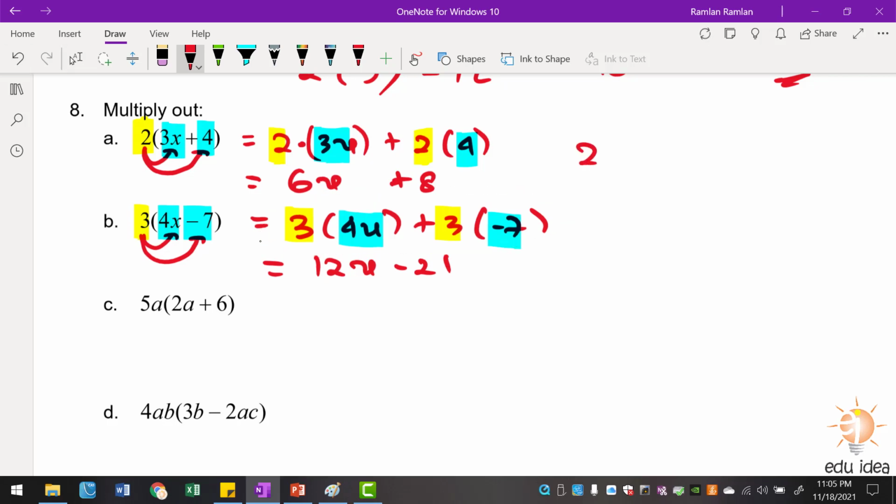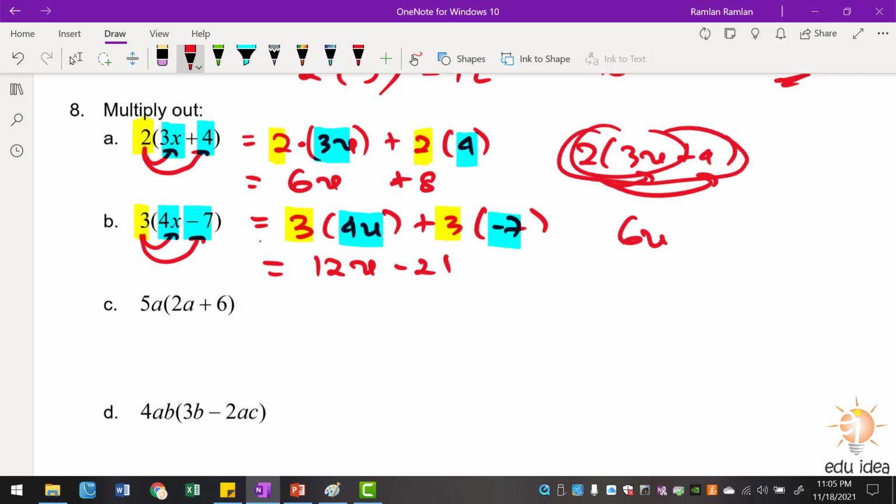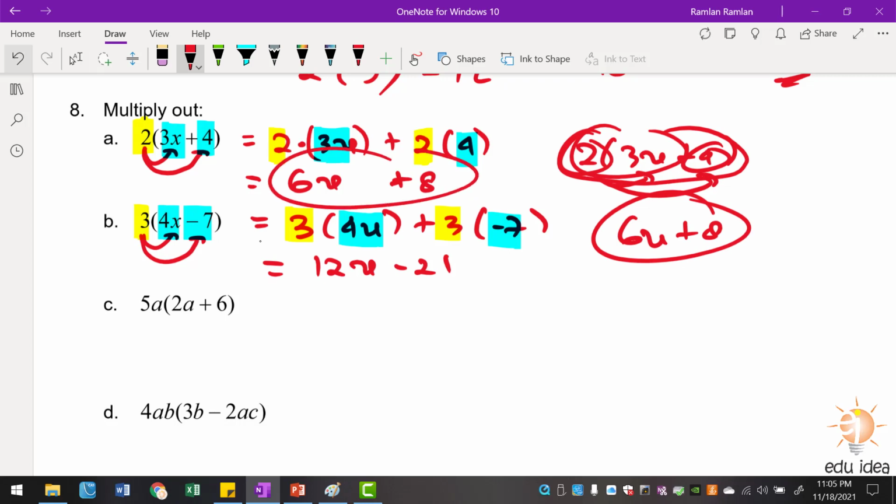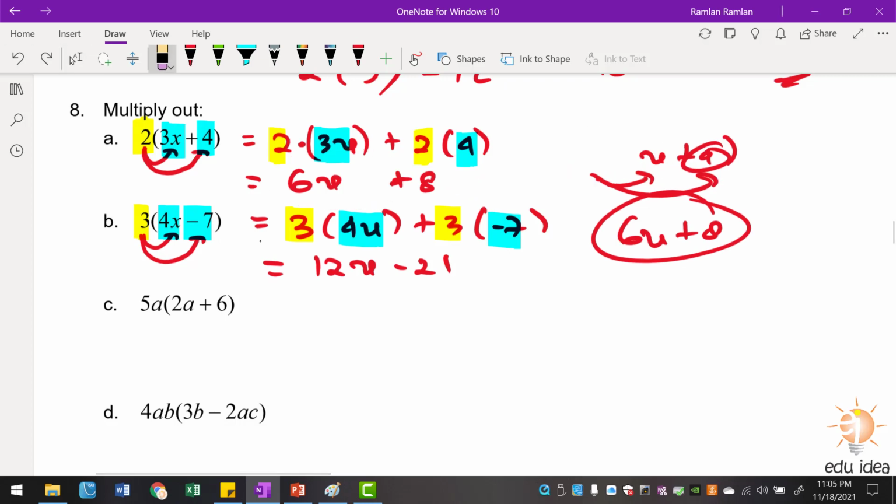So you just go straight, like if you have 2 times 3x plus 4, and then you multiply it like this. 2 times 3x is 6x, and then 2 times 4 is 8, right? You get the same exact answer. Yeah, so you can choose.